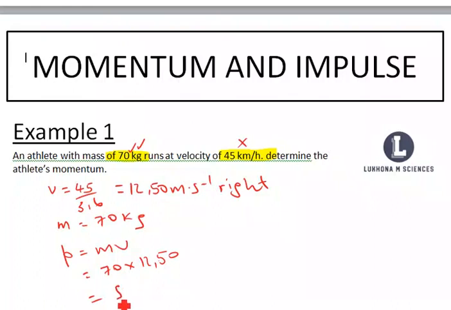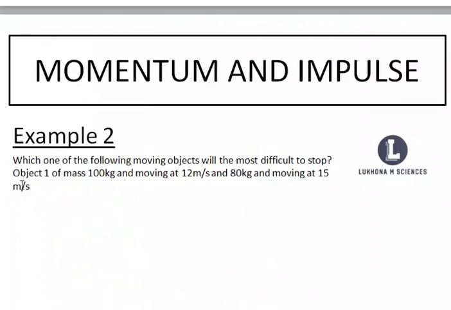So we have 875 kg meters per second. Since the direction of the velocity is to the right, which means this one will also be directed to the right. Then we're done with this one. Now let's go to another example. Example number 2. Which one of the following moving objects will be the most difficult to stop?